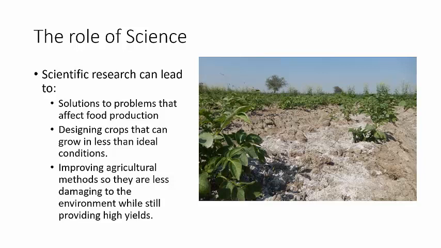The other thing that science can do as well is that through experiments, we can test out different agricultural practices to find out the best way to grow plants. So rather than just using trial and error, we can carry out proper scientific investigations and find out the best way to grow crops so that we get the best yields without damaging the environment too much.